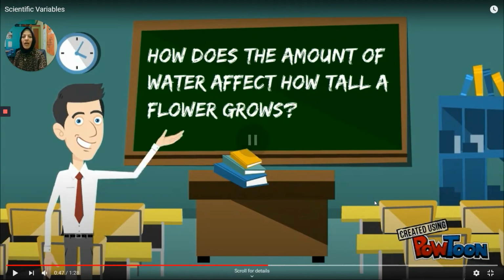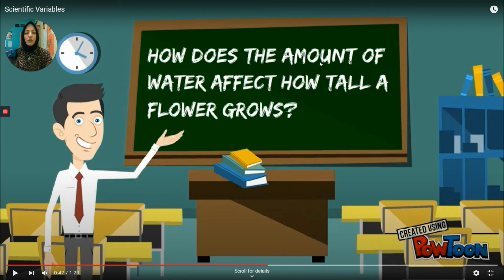Okay, I need to read this question. How does the amount of water affect how tall a flower grows? So, what is changing in the sentence? Or what is getting affected after what we did? When we change the amount of water, I'm expecting a flower's height to be either tall or short, correct? So what is changing?